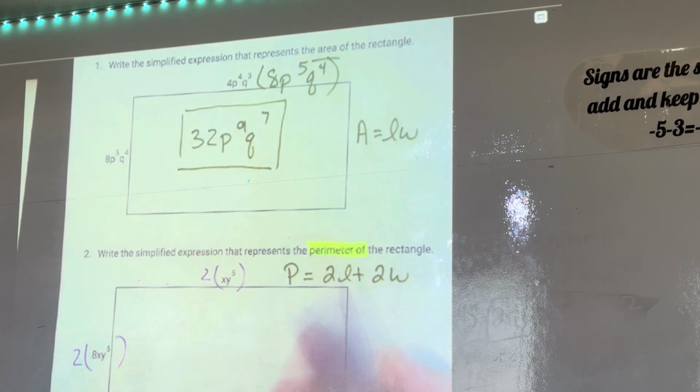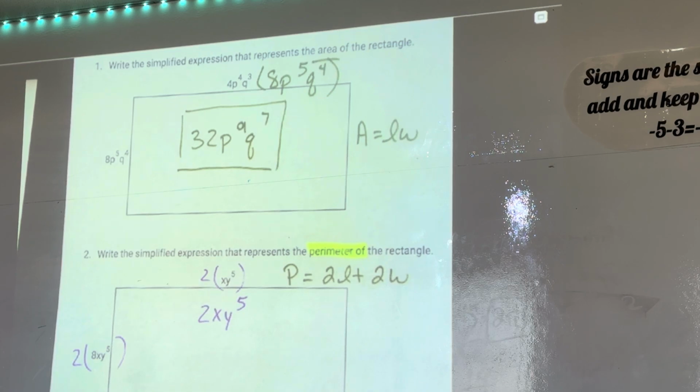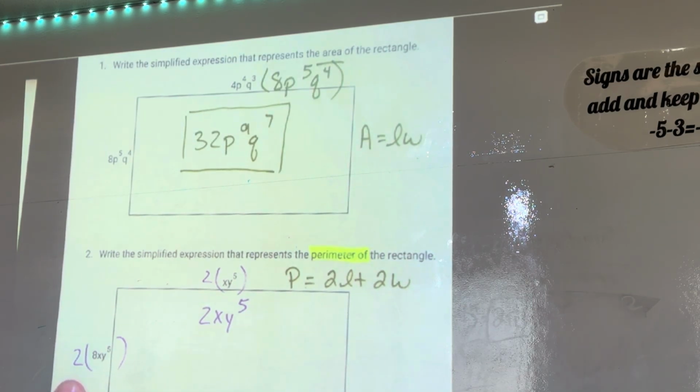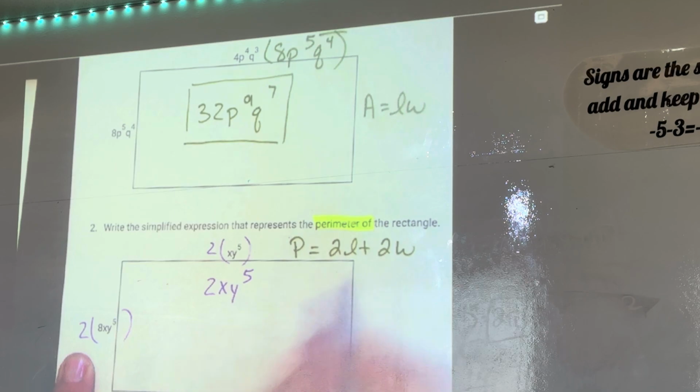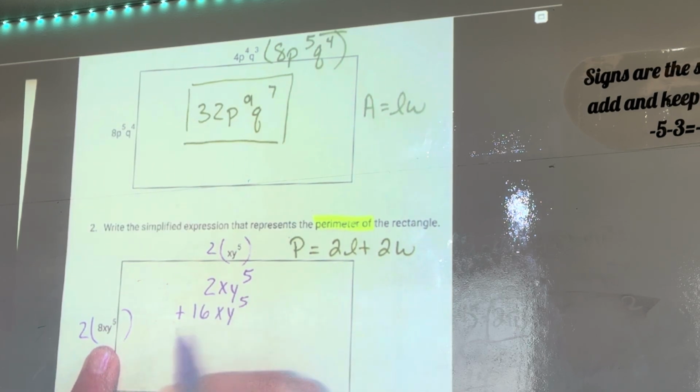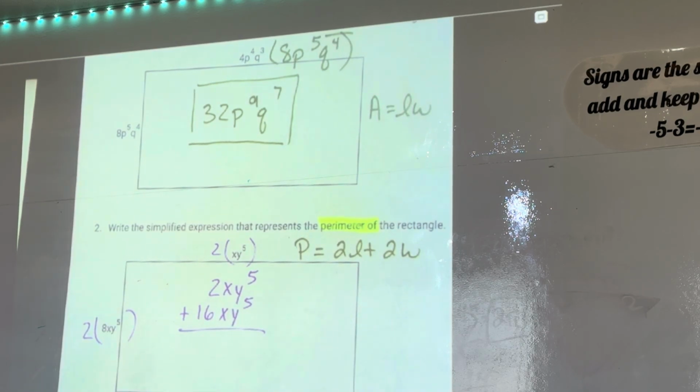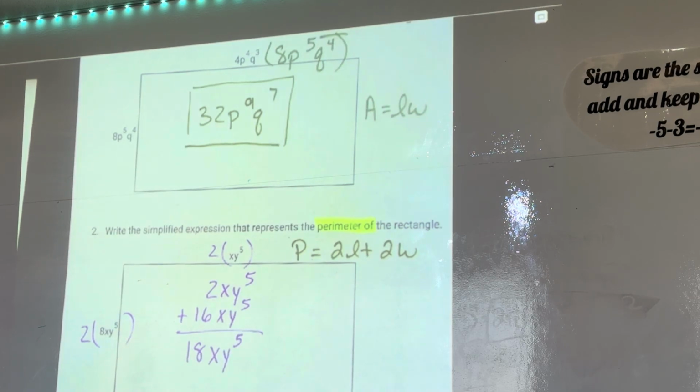So 2 times 1 is just 2, so 2xy to the 5th. So remember, when you multiply a number to it, it doesn't change the exponent. And then we have 2 times 8 is what? 16. So we're going to add it, and they're like terms, so plus 16xy to the 5th. So what is 2 plus 16? 18. So 18xy to the 5th. So when you add or subtract, the exponents don't change.